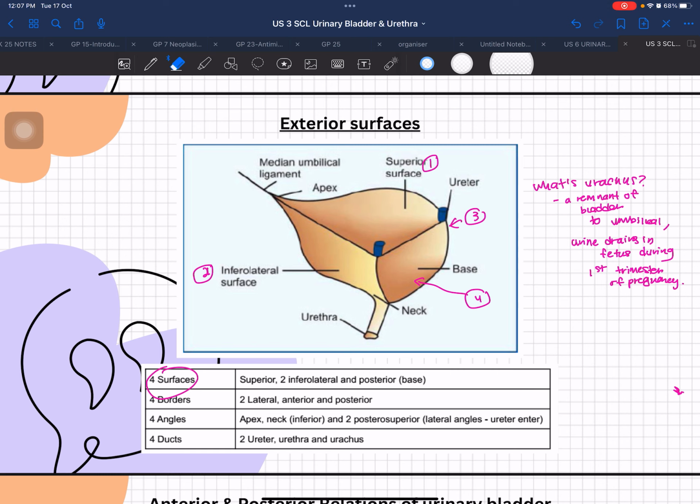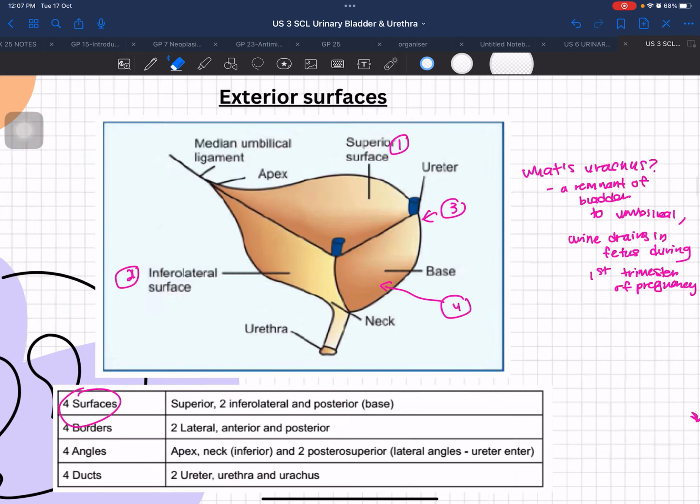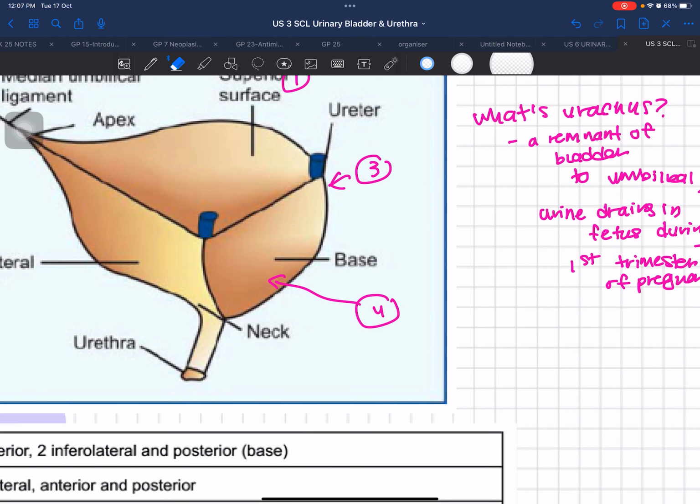For the angles, we have the apex, which is at the tip, and then the neck, near the urethra, and two posterior superior angles, which are here. Then four ducts, which are two ureters, one and two, the urethra, three, and the urachus. The urachus is not really visible here, but it's around here. Why? Because the urachus is a remnant that connected the bladder to the umbilical cord. That's why it will regress as we age.